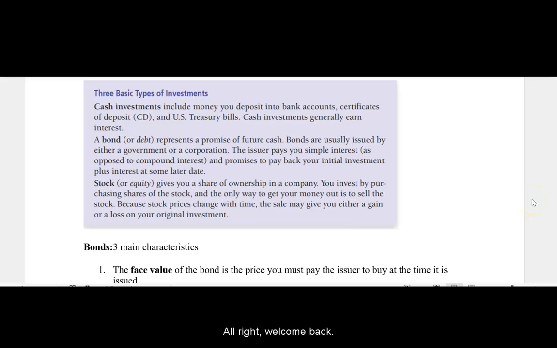All right, welcome back. This is part 2 of the savings plans and investments section. And this part now is going to focus on investments. I wanted to go over some types of investments. Some might sound familiar and some of them might not be. But here are 3 basic types of investments.